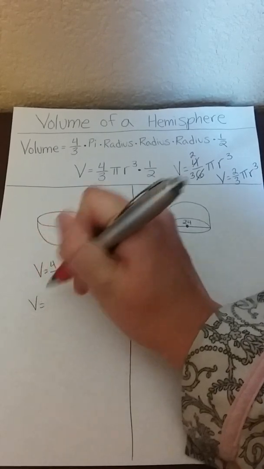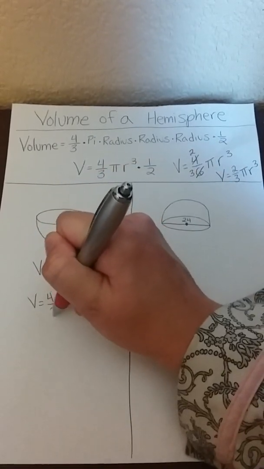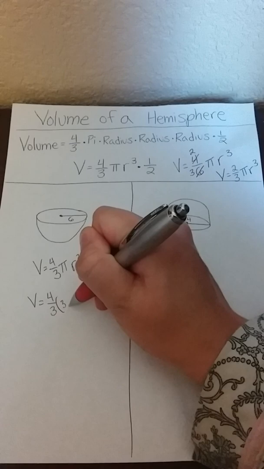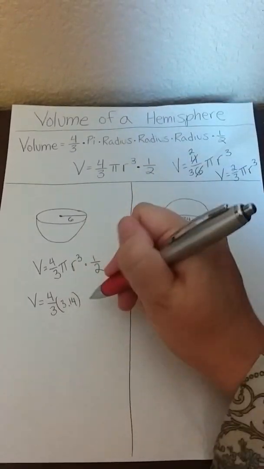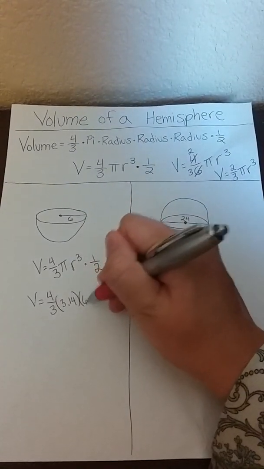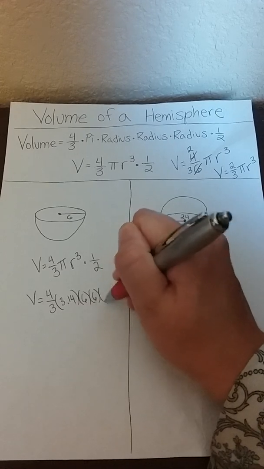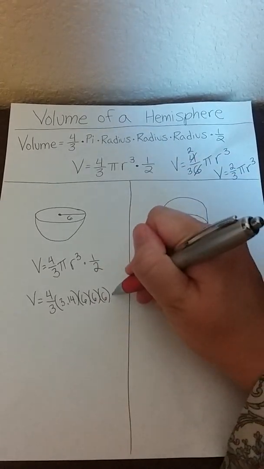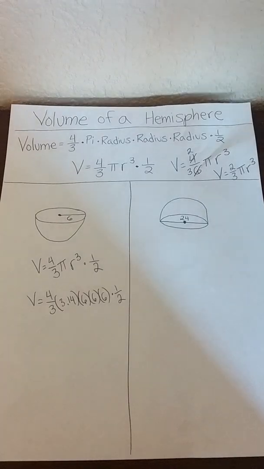So my volume is 4/3 times 3.14 for pi. The radius cubed would be the radius 3 times, so 6 times 6 times 6, and then times 1/2 because it's half of a sphere.